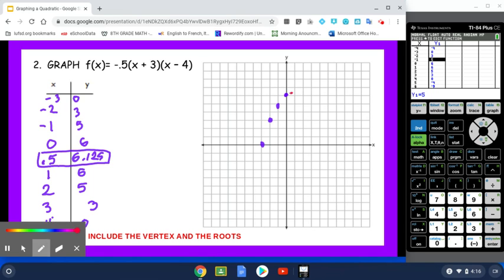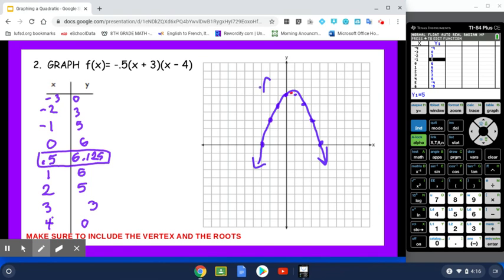Okay? Now I'm going to go back over and I'm going to plug in 1, 6, 2, 5, 3, 3, 4, 0. Okay? And now you're just going to connect those dots. Make sure it's curved. Go extend through, and put arrows. And then you're going to label it.